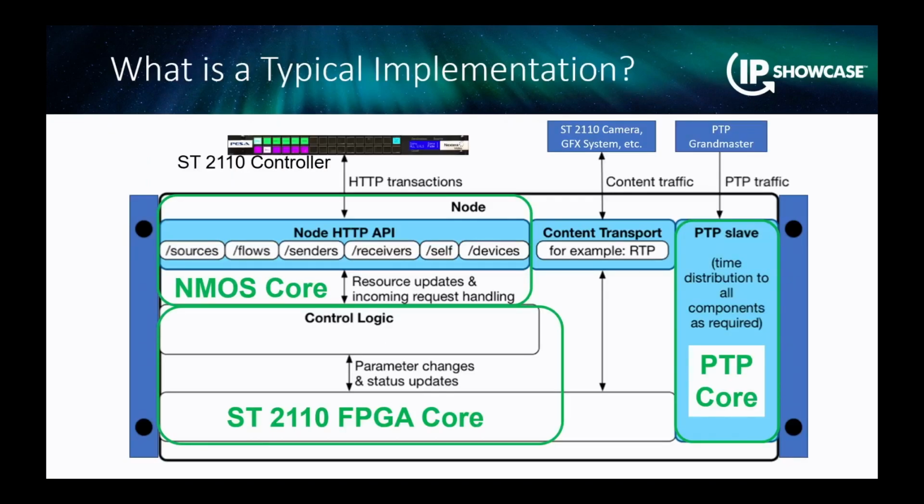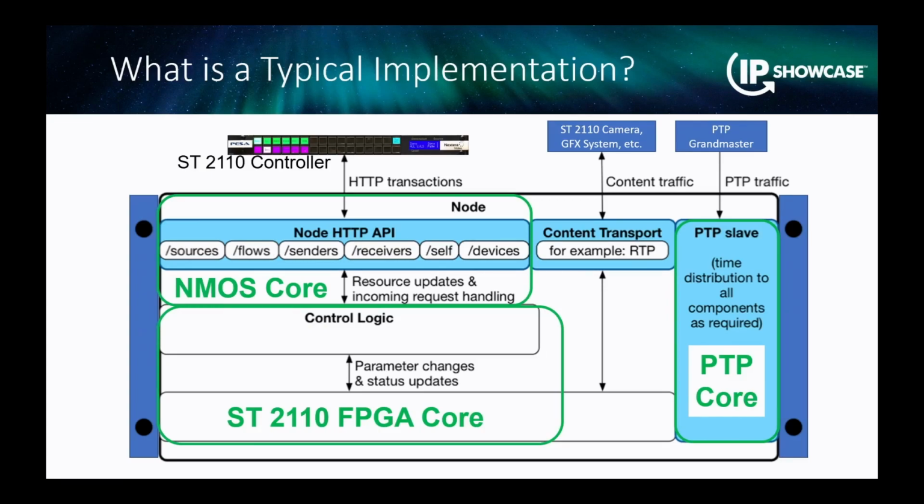So what is a typical implementation? Say you're a product manufacturer and you want to add NMOS and/or 2110 to your device. What does that look like? Well, here's a picture of a typical product. It might be, let's say, an SDI to IP gateway or something like that. In the lower left, it's got the 2110 FPGA cores. Most of this is done in FPGA. It can be done in software, but typically it's done in FPGA. That's doing the stream management. And then on the far right, you've got the PTP, which gets your timing all lined up.